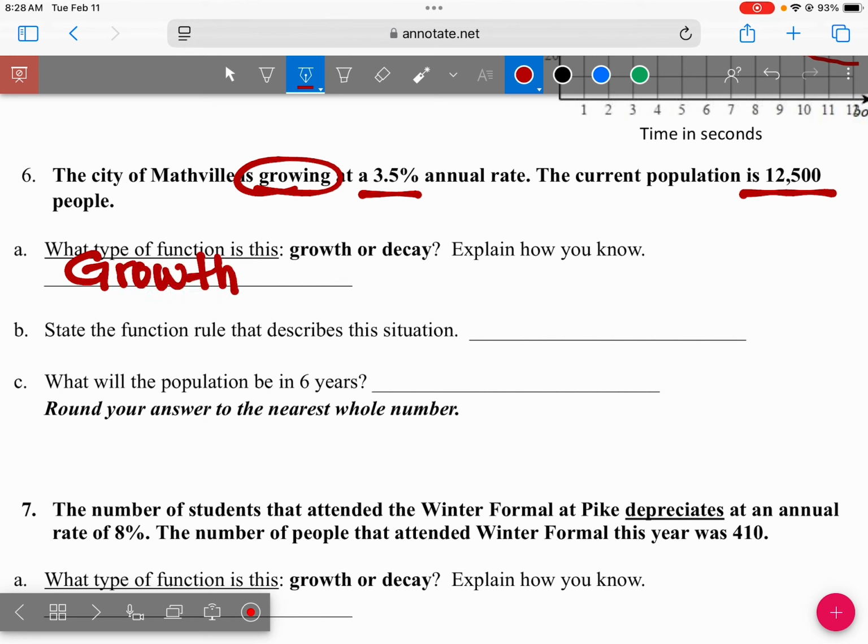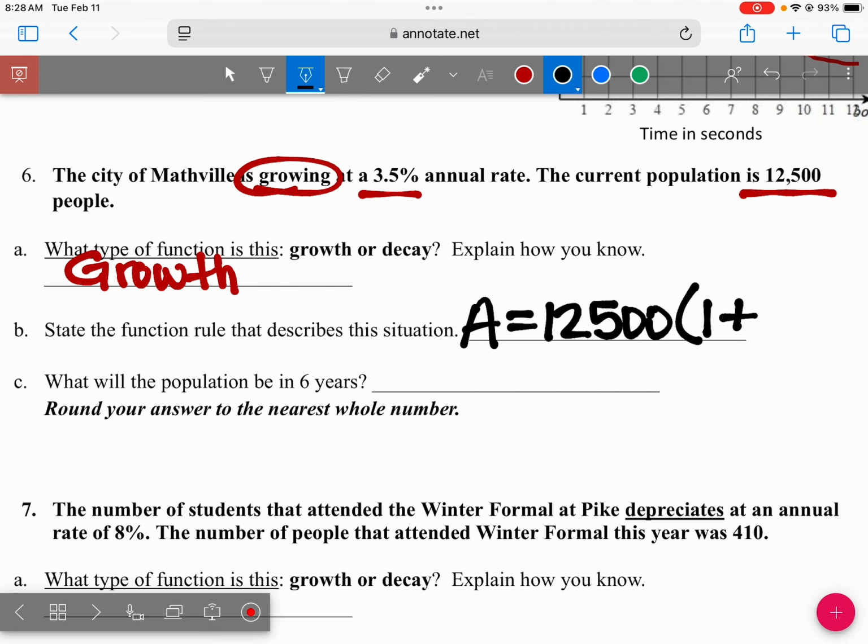Now let's look at the board behind me. Which one of these equations do you think I'm going to use for growth? The first one, the second one. Which one do we use? The first one with the plus sign. So let's write our function rule. A equals, we started with 12,500, parentheses, 1 plus. Now take that 3.5.